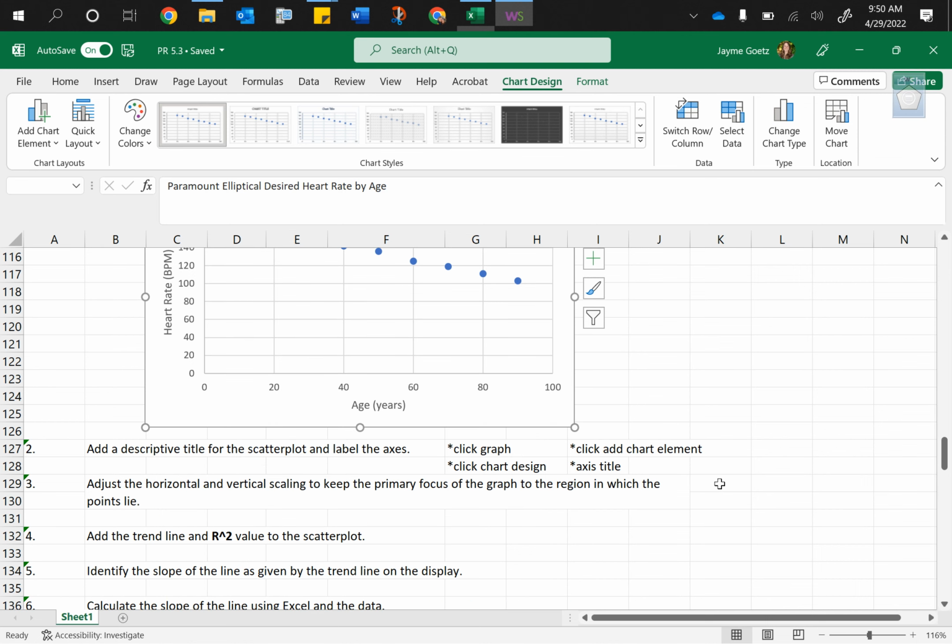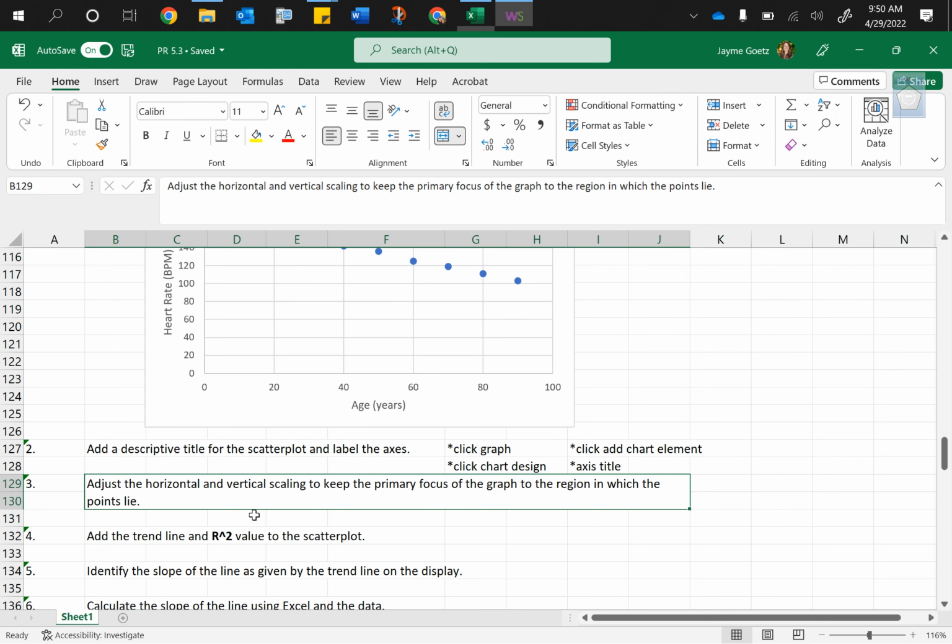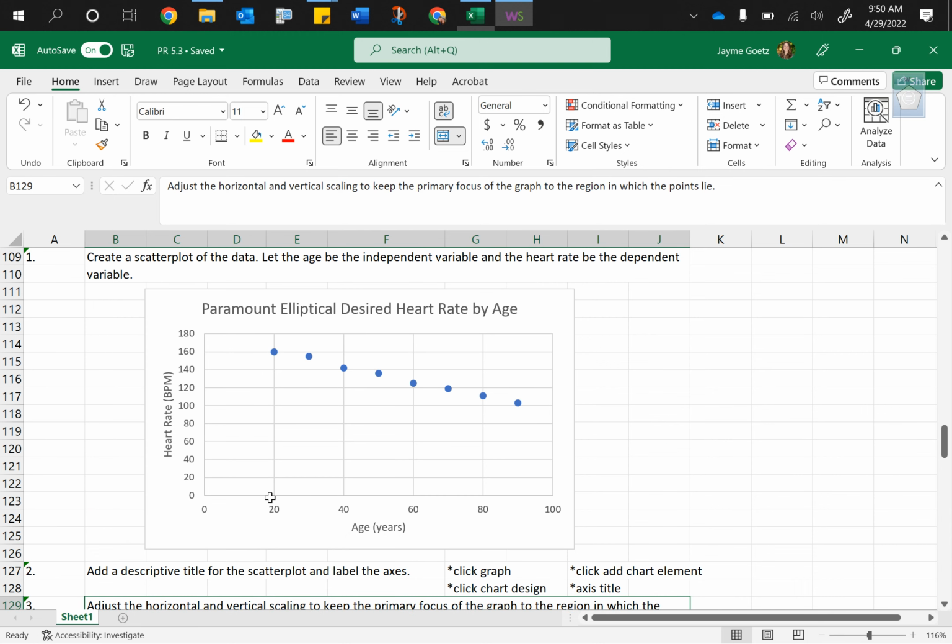All right, number 3, adjust the horizontal and vertical scaling to keep the primary focus of the graph to the region in which the points lie. What they're saying is if you look at this graph, all of my points are kind of stuck together towards the top, right? It's not a good representation. So they want me to change my axes, change the scaling so we can see most of the data and see how it's related to each other. So first of all, with age, with the horizontal scaling, there's a whole section here where there's nothing. It's not great. So instead, let's change this 0 to a 10.